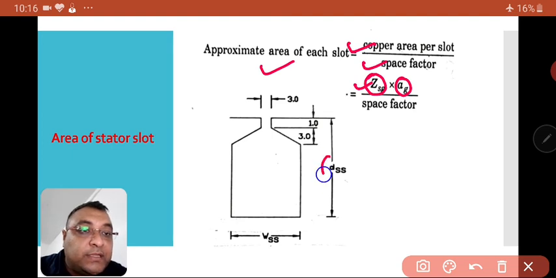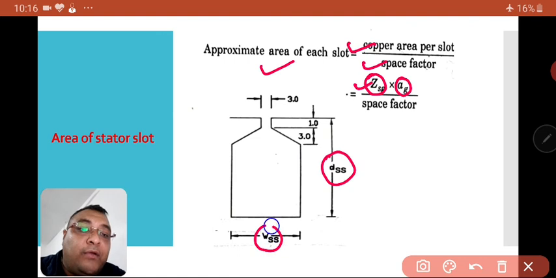Over here the dimension is given, that is DSS, which stands for the diameter of stator slot, and that is the width of stator slot. So when you consider the area of stator slot, the space factor ordinarily varies between 0.25 to 0.24.